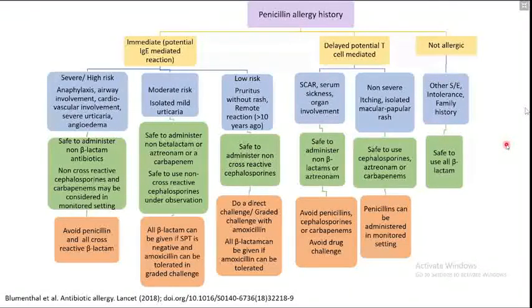And if it is a delayed T-cell mediated reaction, if it is a severe cutaneous reaction or serum sickness or organ involvement, then you can't use any betalactam. You have to use a non-betalactam antibiotic, or you can even use aztreonam. You have to avoid all penicillins, cephalosporins, and carbapenems, and you can't do any drug challenges or drug testing.